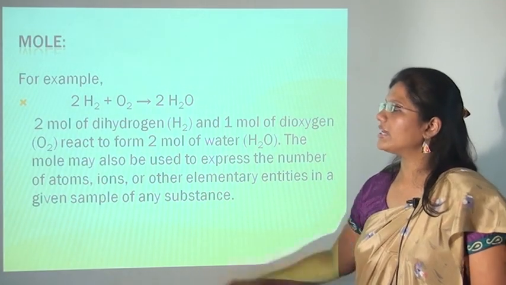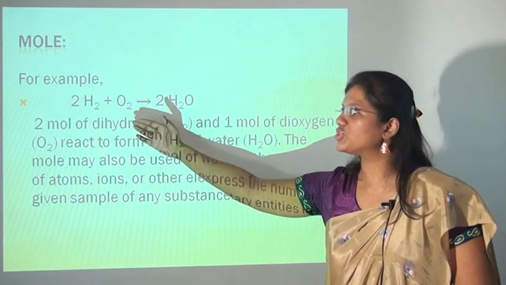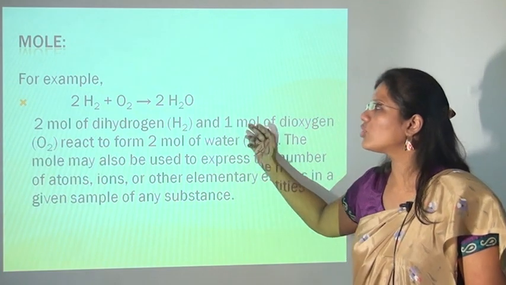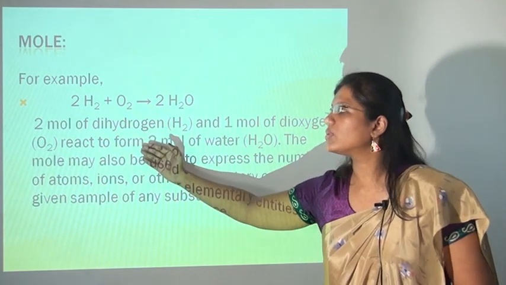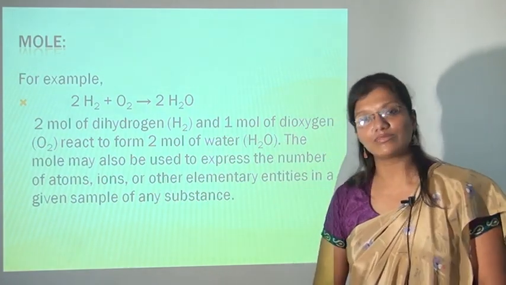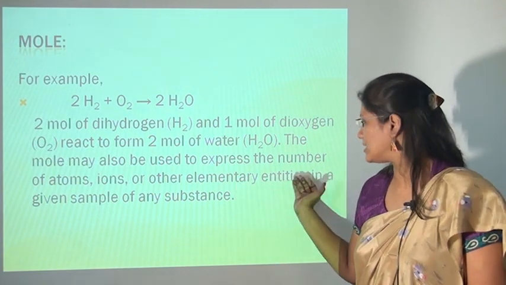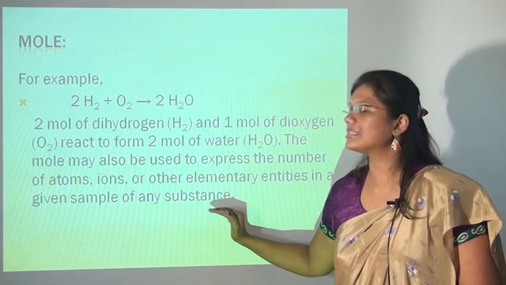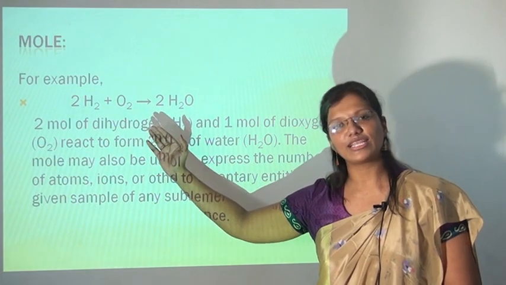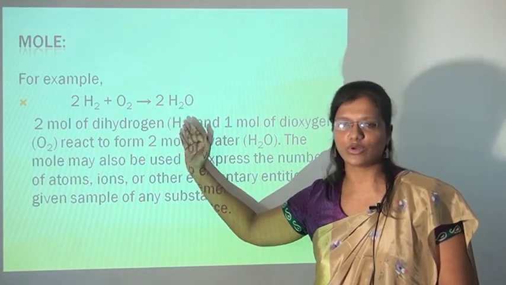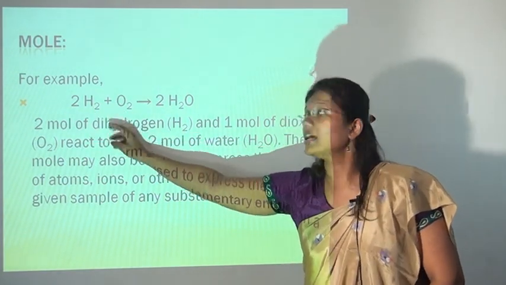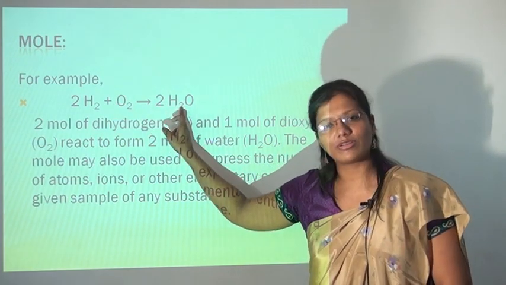Now as an example, we are taking one reaction, that is 2H2 + O2 gives 2H2O. 2 moles of dihydrogen H2 and 1 mole of dioxygen O2 react with each other to form 2 moles of water. The mole may also be used to express the number of atoms, ions or any other elementary entities in a given sample of any substance. Here you can see that 2 moles of hydrogen and 1 mole of oxygen get together to form 2H2O, 2 moles of water. So the number 2 is the moles of hydrogen, 1 is the mole of oxygen, and you get 2 moles of water.